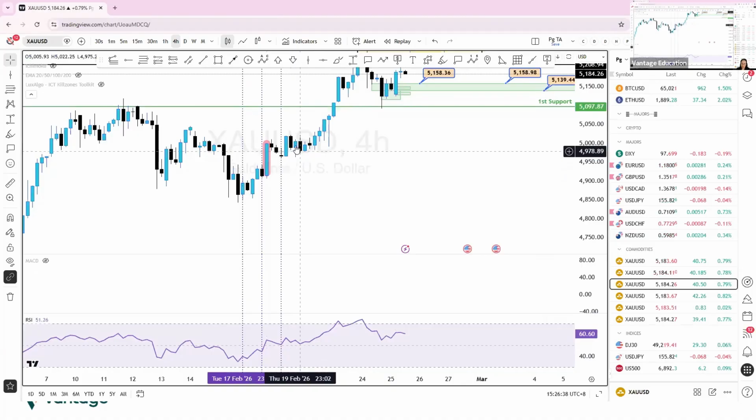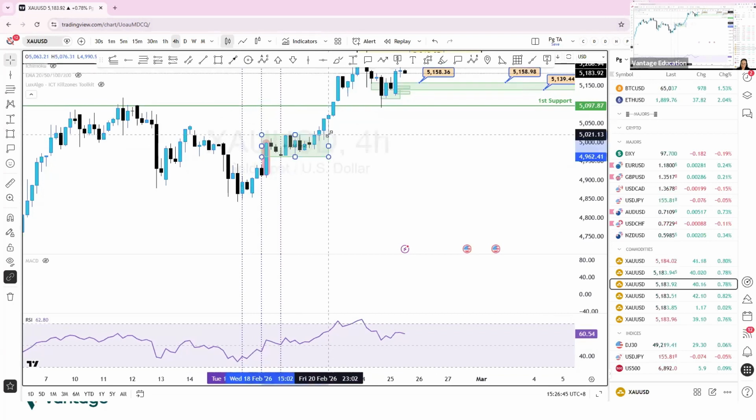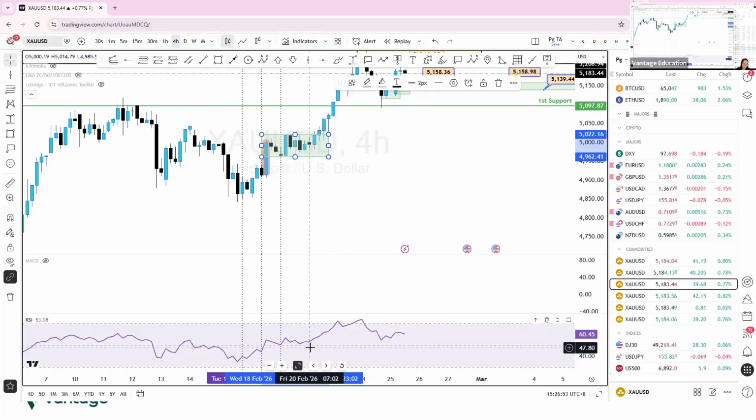Here you can buy, or you wait for another pullback. It's all ranging, right? If you look closely, it's all ranging here, or sideways. And then the RSI is somewhere around 50, and then you can enter, adding your buy entry on the pullback at the 50 level for the RSI.